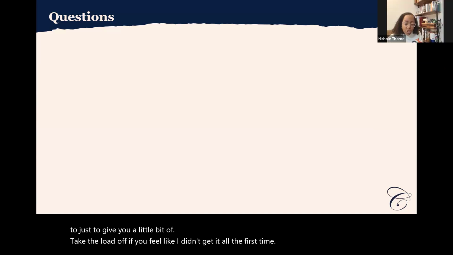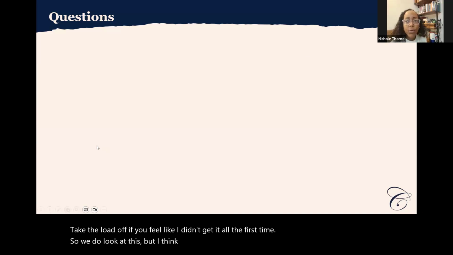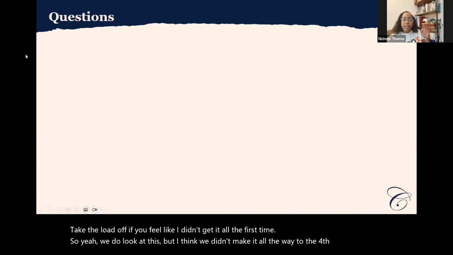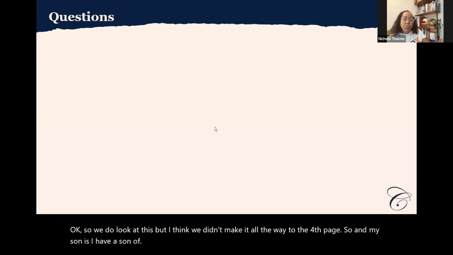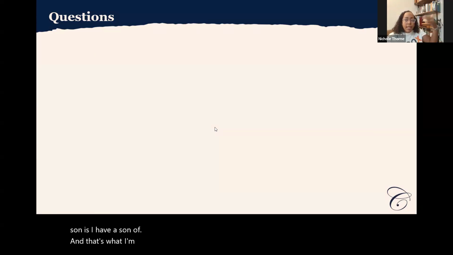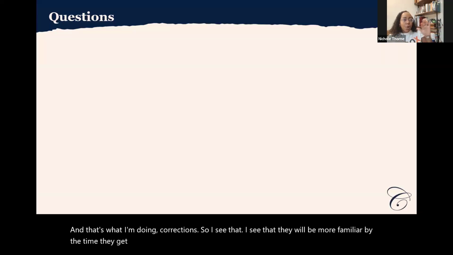Okay, so yeah, we did look at the charts, but I think we didn't make it all the way to the 4th page. I have a son doing naturals and a son doing fractions, so I see that they will be more familiar with the charts by the time they get to this place. I see that coming, and I'm excited about it.